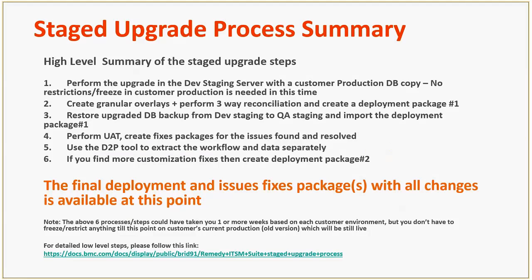So let me walk you through the high-level summary of the staged upgrade process. There are 18 steps here, out of which the first 6 steps are the most time-consuming activities. Step 1 is to perform your dev staging upgrade. During these 6 steps, you don't have to do any freeze or any restrictions in your current production environment, right? So get a latest copy of your production server, restore it on your dev staging server, and perform your upgrade.